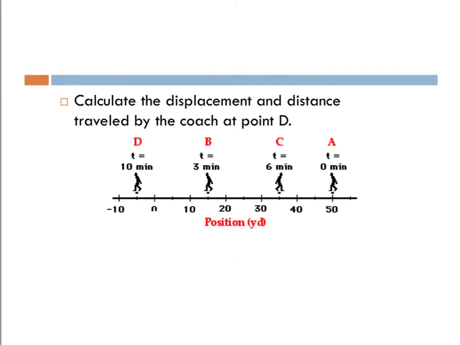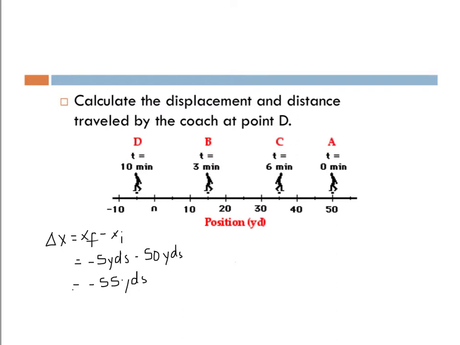For the next part, you're trying to solve for your displacement from A to D. Displacement being final minus initial. That's an F. Final position being negative 5 yards. Minus 50 yards, your initial position. So, you get negative 55 yards for your displacement.